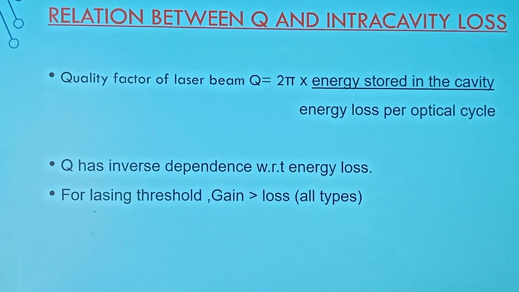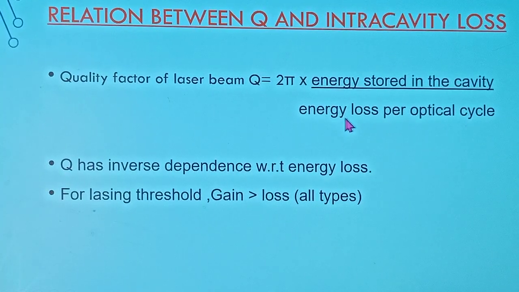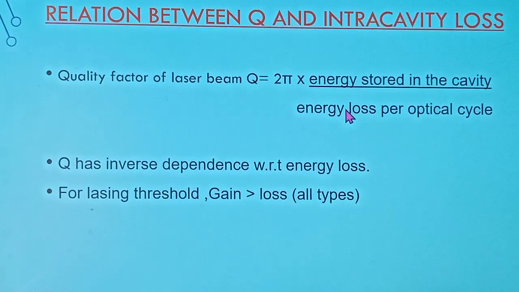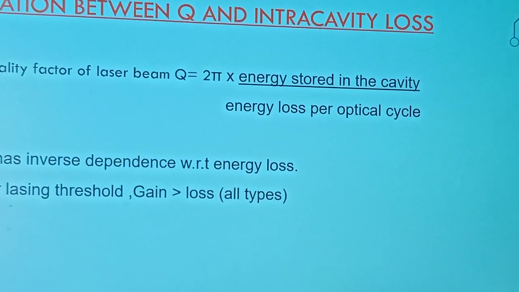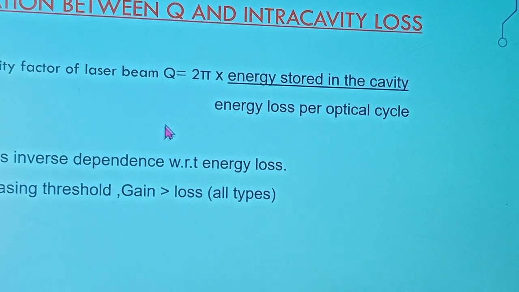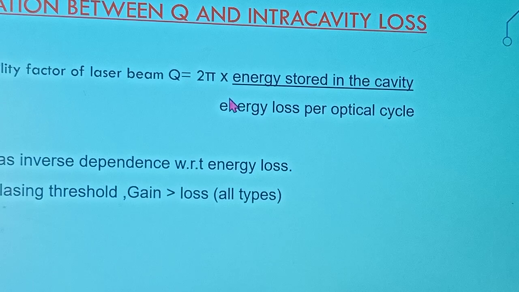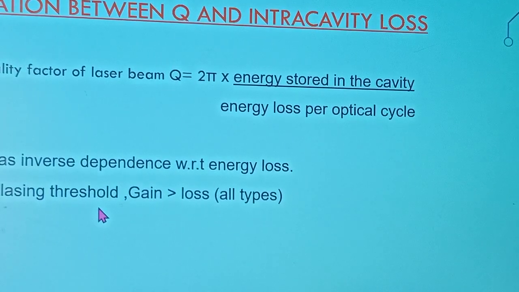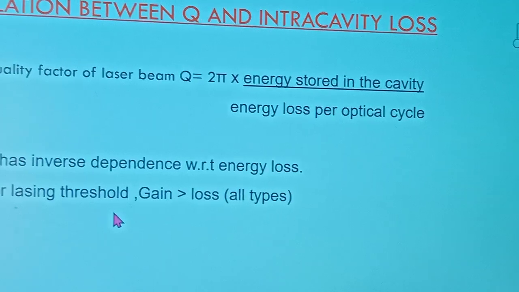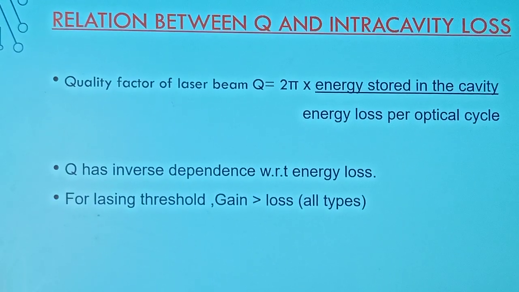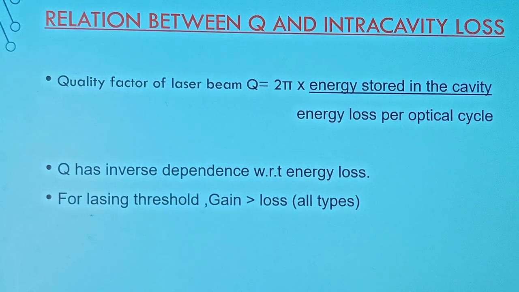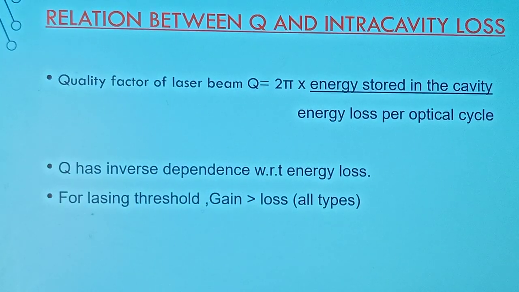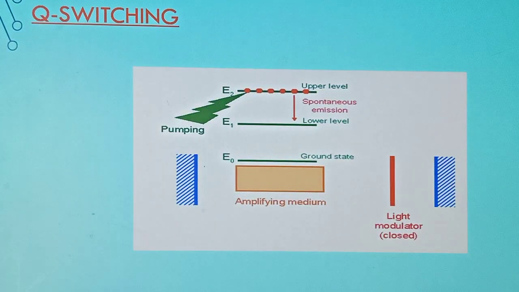Now when we see here, if energy is lost more, that is going to control this Q. So when we control Q, we can also control the threshold condition. In the threshold condition we have to have the gain greater than all types of losses put together.